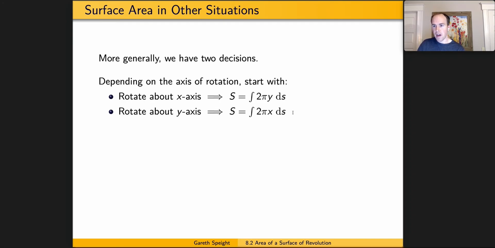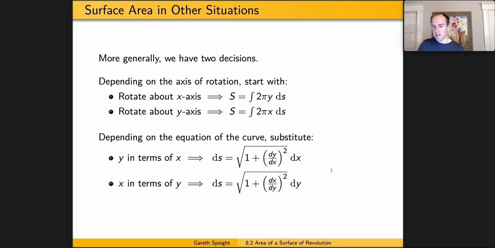And then we also have to think, do we have our curve y in terms of x, or is our curve x in terms of y? Based on that, we're going to use different formulas for ds. If y is in terms of x, then we are going to want to replace ds by the square root of 1 plus dy/dx squared, dx. And if x is in terms of y, we're going to want to replace ds by the square root of 1 plus dx/dy squared, dy.